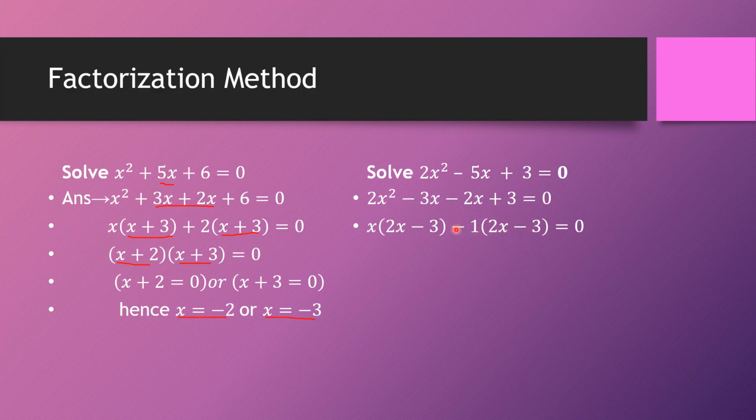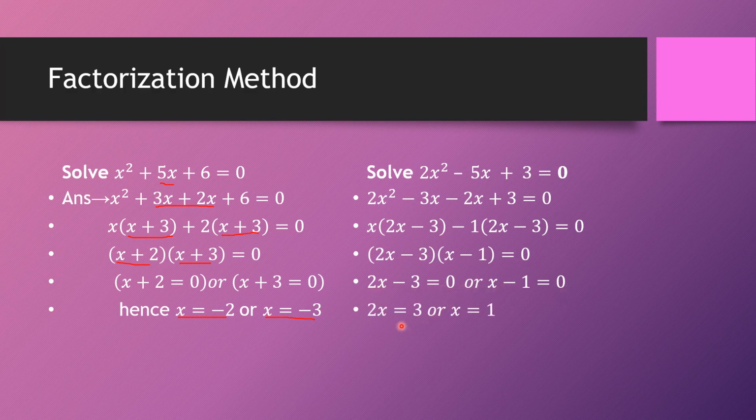See, I have taken minus common, so inside it should be minus, because minus into minus will give me plus 3. See, both the brackets are the same, which means I am correct. So that bracket I'll take common. So 2x minus 3, x minus 1 equal to 0. That is either 2x minus 3 is 0 or x minus 1 is 0. That is 2x equals 3 or x equals 1. So x equals 3 by 2 or x equals 1.